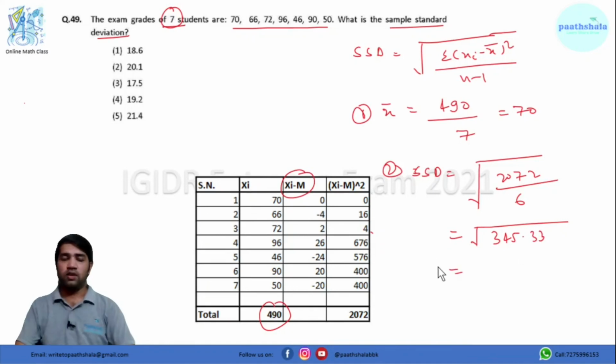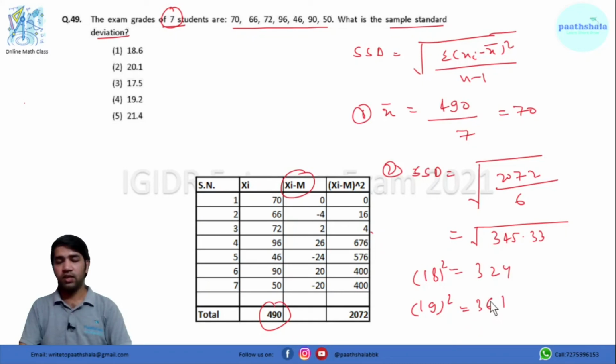345.33. Okay, and as you know, 18 square is 324 and 19 square is 361. So this value is lying between these two, so obviously the answer has to be between 18 and 19. So we have only one option, that is option 1. So this is the right answer.